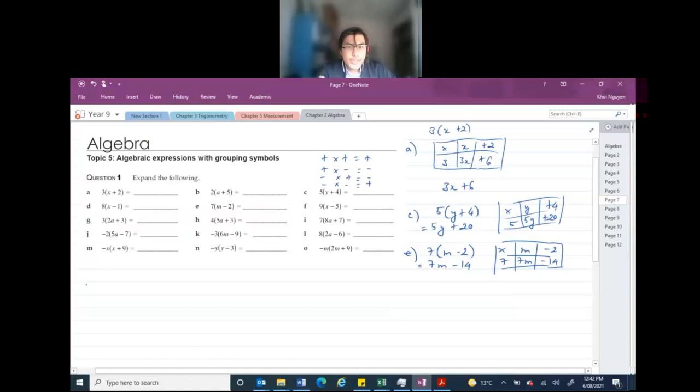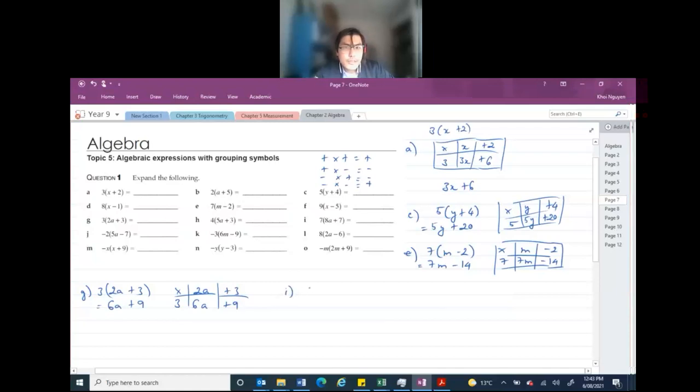Okay, next we've got G. So 3 brackets 2a plus 3. Okay, so we've got 3 on the outside, then we've got 2a, and we've got plus 3. Okay, so 3 times 2, well that's 6, so we've got 6a. Then 3 times 3, a positive and a positive is a positive, and 3 times 3 is 9. So our answer is going to be 6a plus 9.